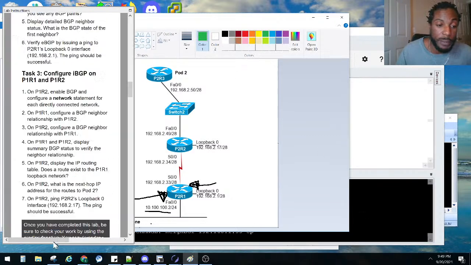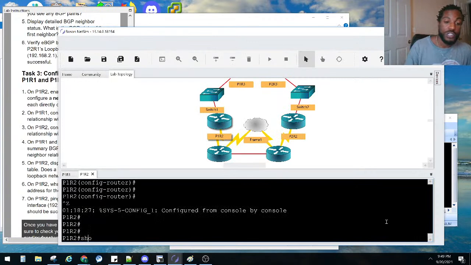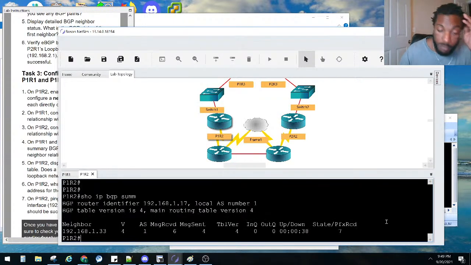What else do they want us to do here? Configure a BGP neighbor relationship with P1R2, which we did. And then on P1R2, configure a neighbor BGP relationship with P1R1, which we just did to make them neighbors. On P1R1 and P1R2, display summary BGP status to verify the neighbor relationship. Summary is my favorite command. Show IP BGP summary. That just gives us real quick information about the BGP status.